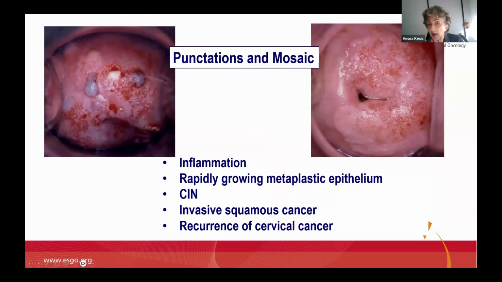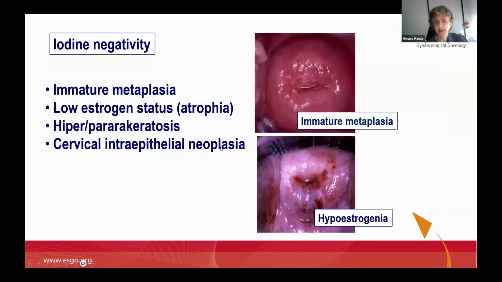We don't know why sometimes mosaic and the other time punctations will appear, but they both may be the result of inflammation of rapidly growing metaplastic epithelium, CIN, cancer, and specifically punctations are seen in recurrence of cervical cancer. This is the most typical picture of recurrence in punctations.